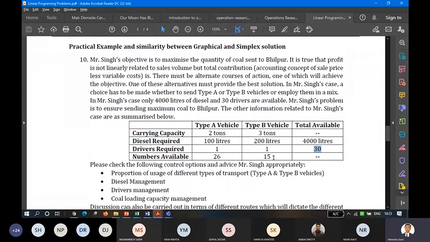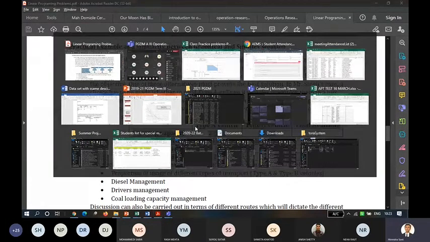So what should be the best? Should he go for a combination? Should he use only type A vehicles or should he use only type B vehicles? Okay, what is a better choice? Okay, so हम क्या करेंगे? We will just work it out and we'll get into analytical mode now.